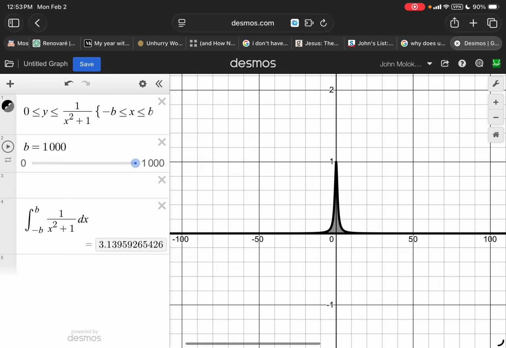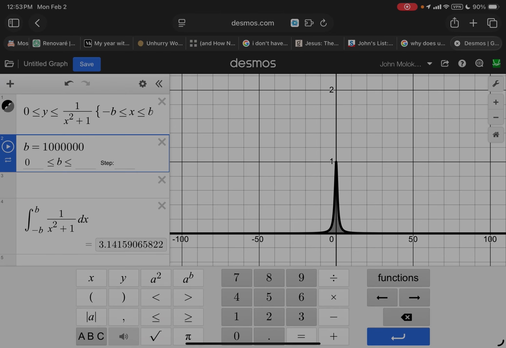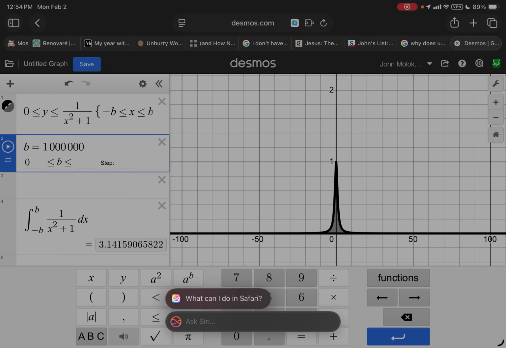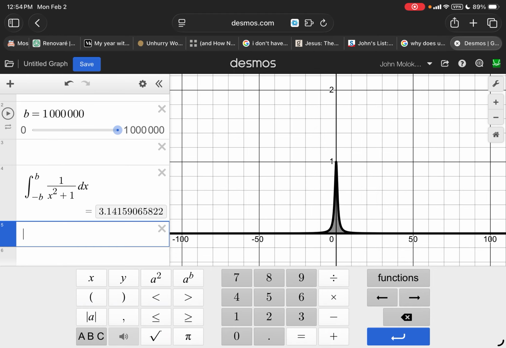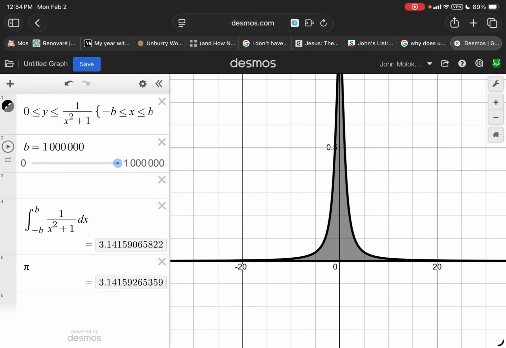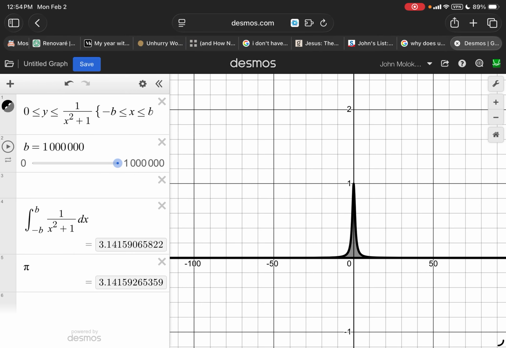Getting up to 1,000 is a million. Oops. Didn't mean to ask Siri anything. Sorry about that. But you can see, right, this is really, really getting close to pi. So this is what it means for the integral to converge, right? The amount of gray shaded area under this curve, even though it's infinitely bounded, it has no boundary to the left and to the right, there's a finite amount of area under there. It's not an infinite amount of area.